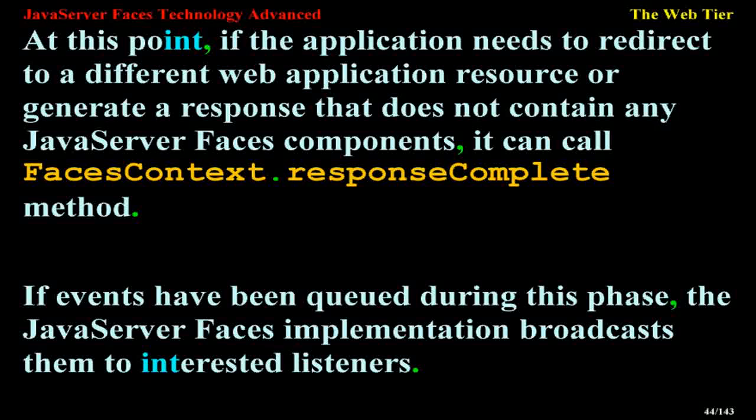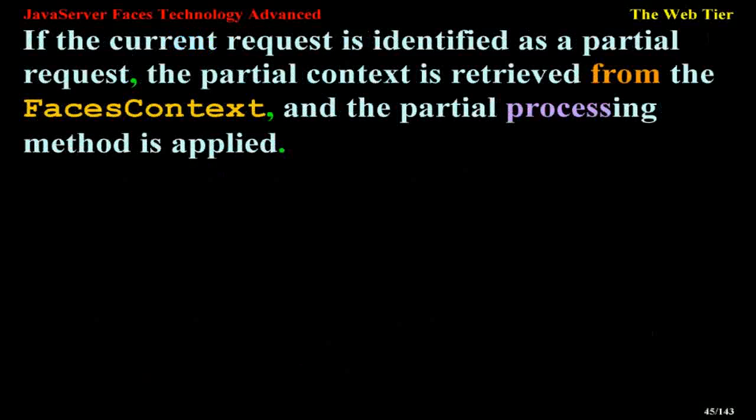If events have been queued during this phase, the JavaServer Faces implementation broadcasts them to interested listeners. If the current request is identified as a partial request, the partial context is retrieved from the faces context, and the partial processing method is applied.